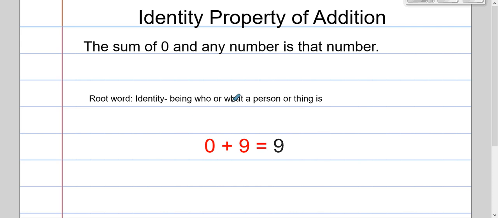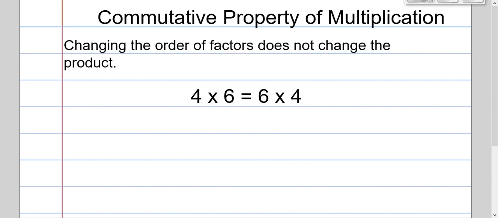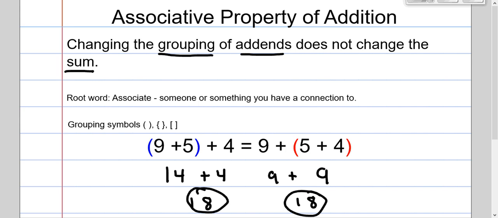Then we have the identity property of addition. And it basically says the sum of 0 and any number is that number. So identity is basically being who or what a person or thing is. So if I want 9 to remain 9, the only thing I can add to it is 0. The only thing that I can add to it where its identity will not be affected is 0. Now those were 3 properties that we went over for addition.